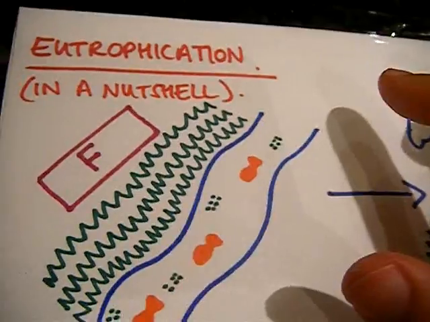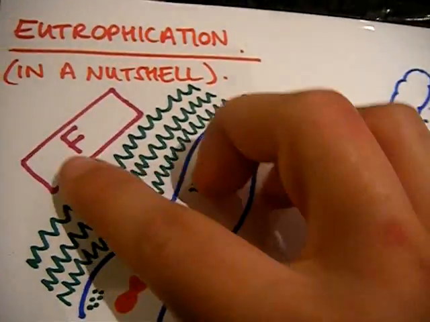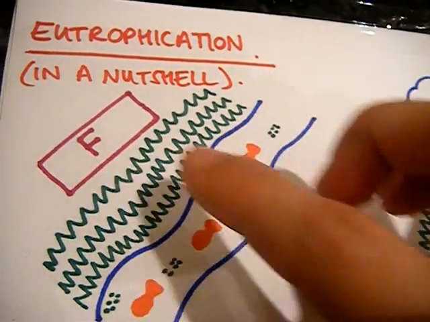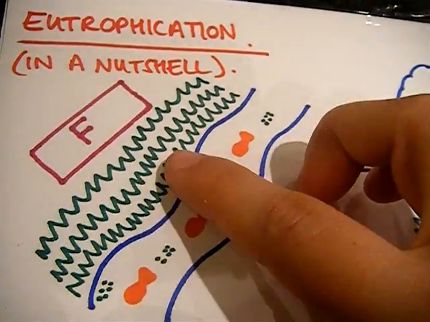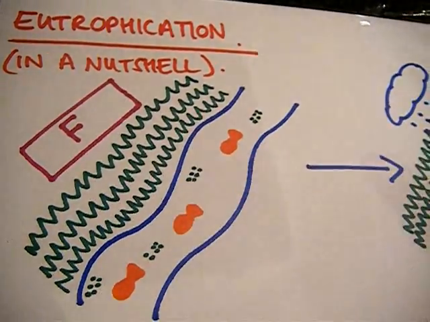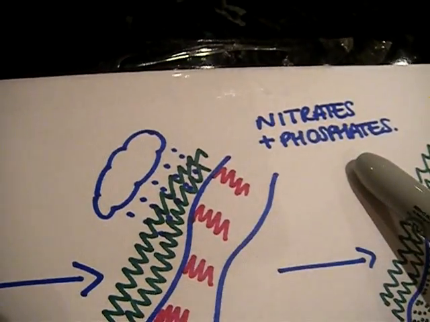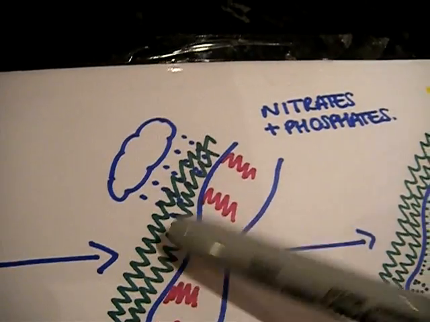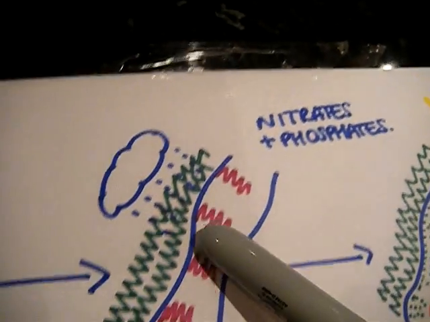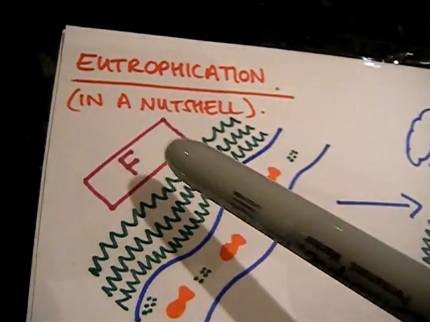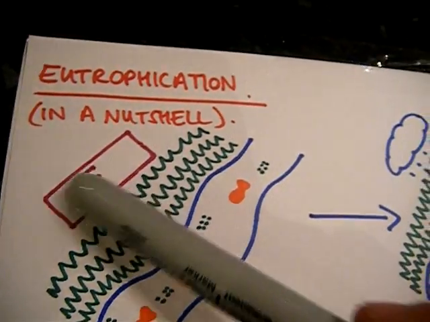First thing that might happen is that a farmer might add some fertiliser to the crops to make them grow more. Fertilisers contain things like nitrates and phosphates, and this is what makes your crops grow. Nitrates and phosphates are taken in by the plants and used to grow. So the farmer has added some fertiliser.